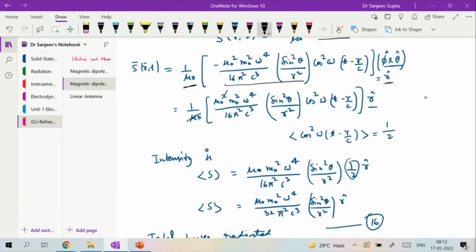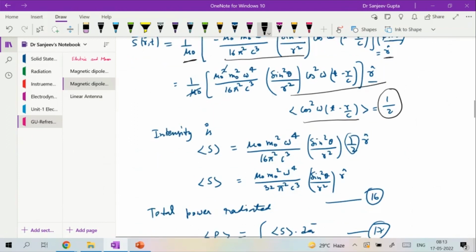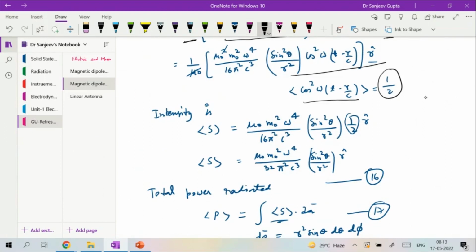So you can see here I have this expression. But if you remember, when I do the average over a full cycle, that cosine value will give me a half. So the second step is for the intensity: this average S, I have calculated this whole thing, just put 1 by half and the R component. So this is my equation number 16.